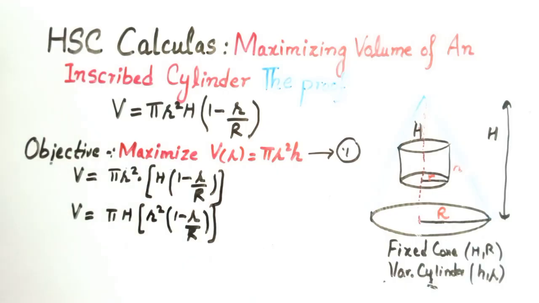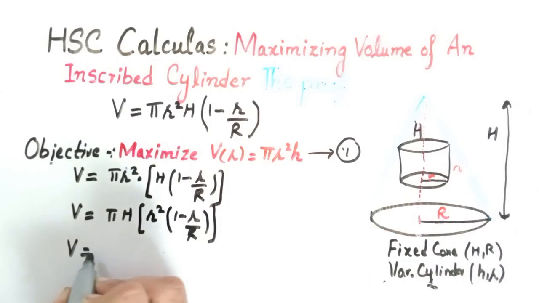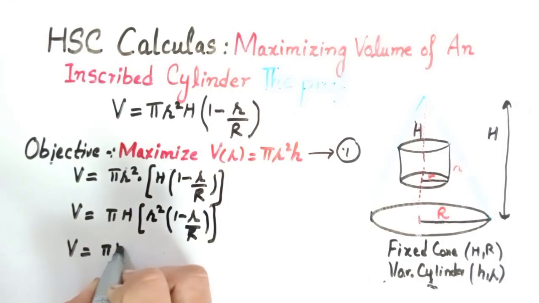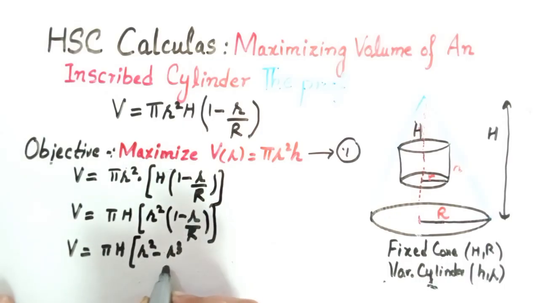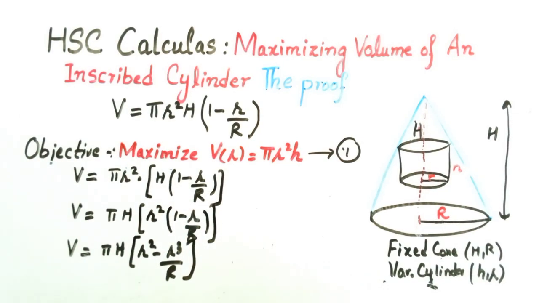Now in this case, this will become equals what? We get volume equals pi h into r square minus r cube by capital R. This is the value of the volume. Now this is the real result for part A.